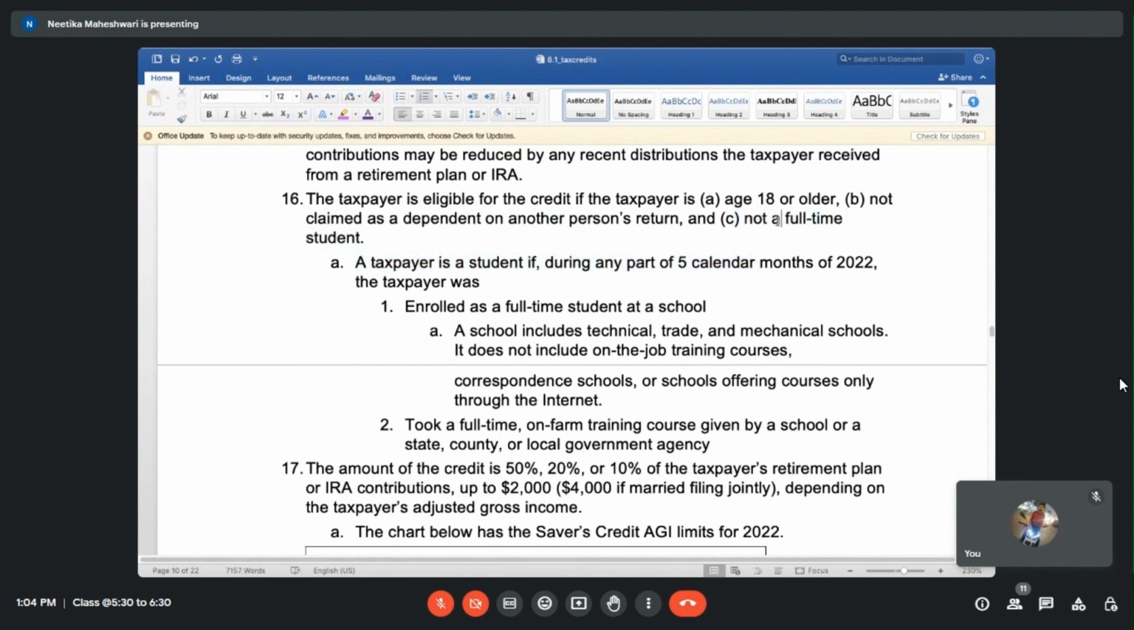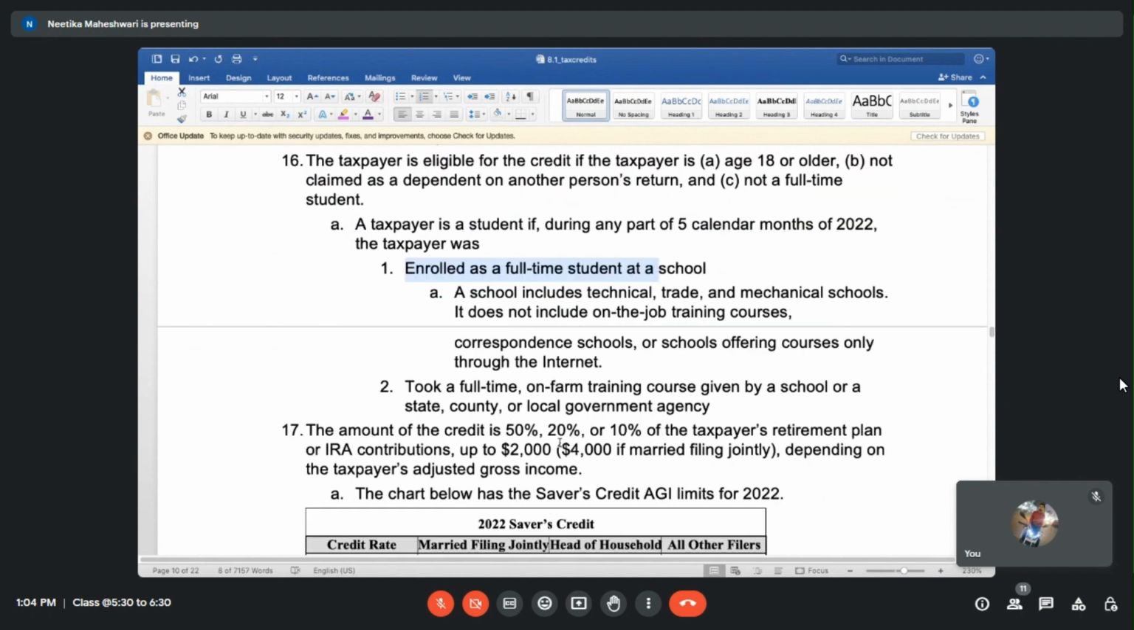Now, what is considered a full-time student doesn't necessarily mean that for 12 months you need to go to college. Again, that definition may differ. The IRS is clearly saying what is meant by a full-time student: if during any part of 5 calendar months that person was enrolled as a full-time student. But that does not include on-the-job training courses. We cannot say that because I'm doing some on-the-job training, that makes the person a full-time student.